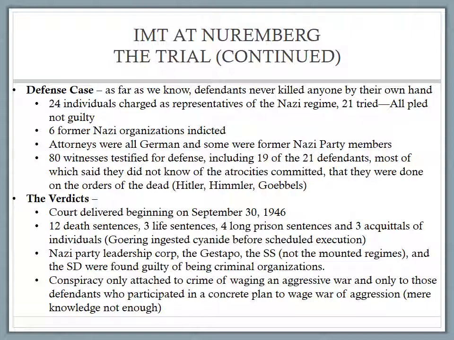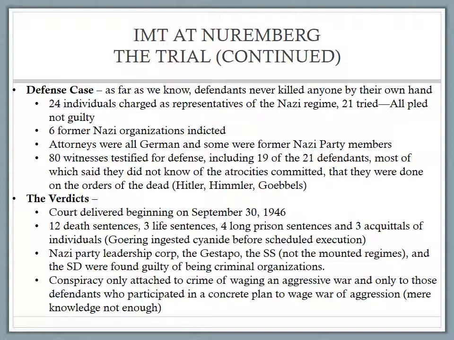After the prosecution rested its case, the defense case began. As far as we know, the defendants at the IMT never killed anyone by their own hand. They were, as we've discussed, 24 individuals charged as representatives of the Nazi regime. 21 were tried, all pled not guilty. 6 former Nazi organizations were also indicted, and the attorneys were all German, and some of the attorneys were also former Nazi Party members. 80 witnesses testified for the defense, including the majority of the defendants, most of whom said they either didn't know the atrocities had been committed or that they were done on orders of the dead, including Hitler, Himmler, and Goebbels.